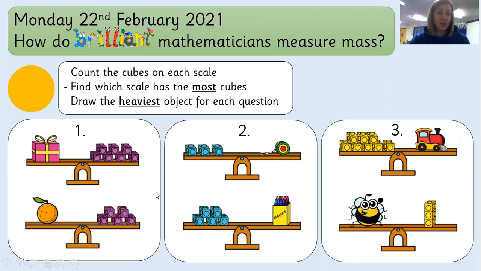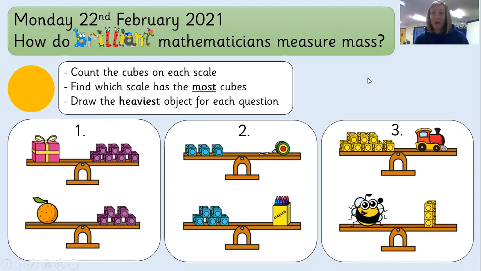So if I'm looking at question number 1, I've got to count the cubes here, because remember, the cubes are going to weigh the same. So you've got to count the cubes on this scale, count the cubes on the bottom scale, and find out which scale has the most cubes, because the most cubes means that you found the heaviest object. So once you've counted the most cubes, you then draw the heaviest object from each question. So you'll be able to tell me which object is heaviest. Is it the present or is it the orange?